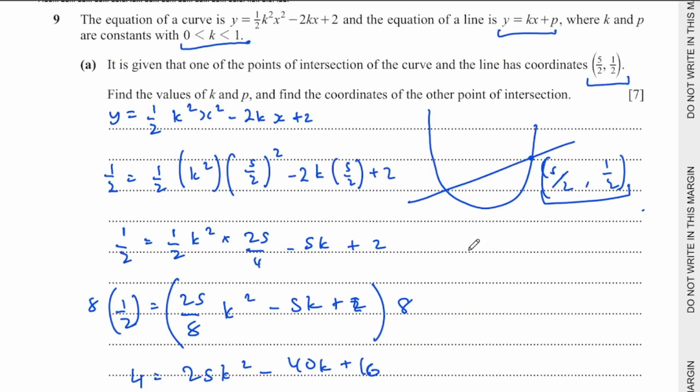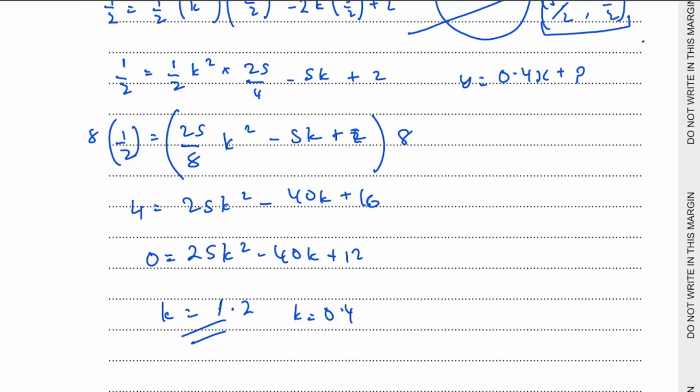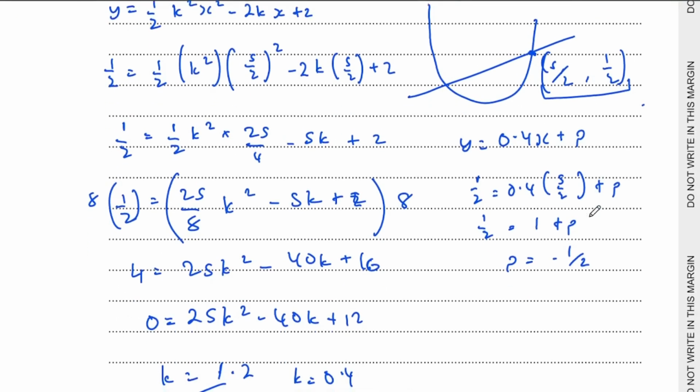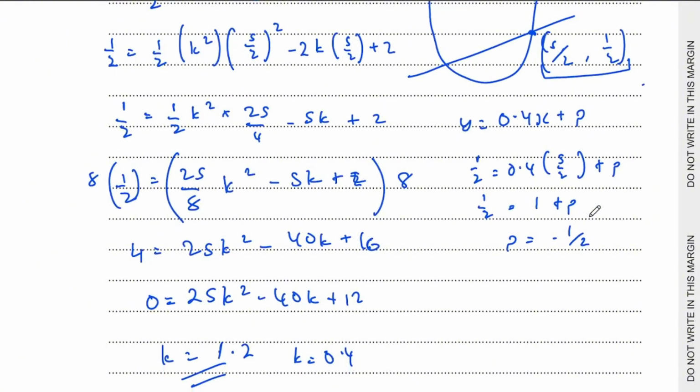I mean, we can get the k part of it at least, where y equals 0.4x plus p. Now that we have gotten k, we can use that to find p as well, because we know that this point is also on this line. So half equals 0.4 times 5 over 2 plus p. So half equals 1 plus p, and so p would equal negative a half. And so we now have both equations in full.